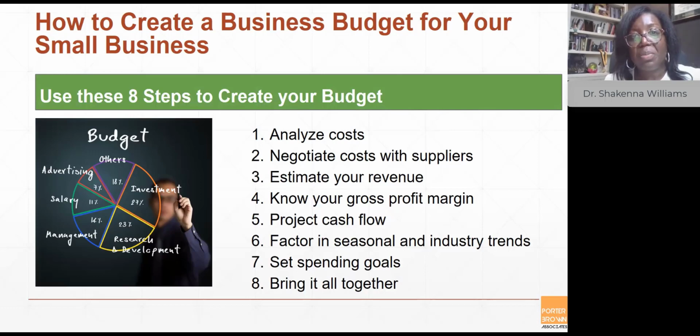Once you have your goals in place, you can create an effective, foolproof budget by following these steps, which are: analyze your costs, negotiate costs with suppliers, estimate your revenue, know your gross profit margin, project cash flow, factor in seasonal and industry trends, set spending goals, and bringing it all together. We'll take a deeper dive on each one of these components next.